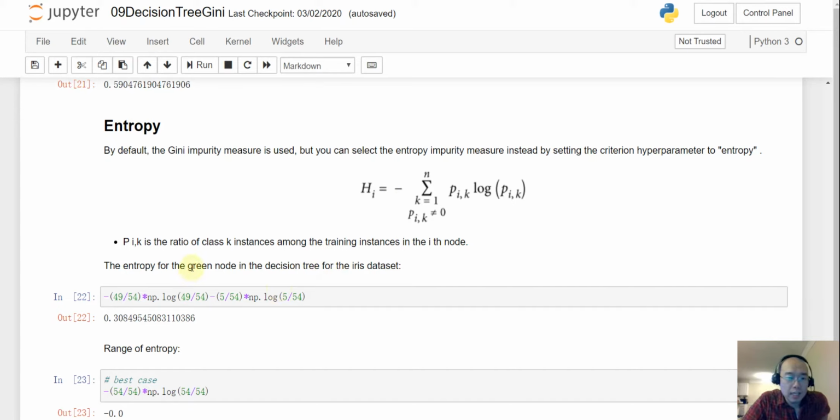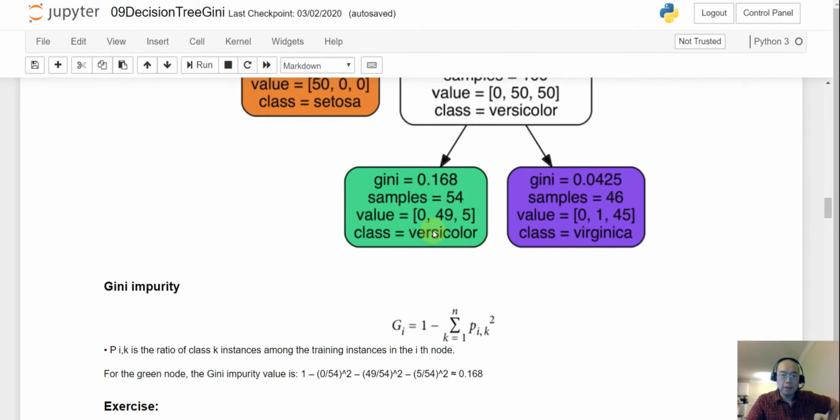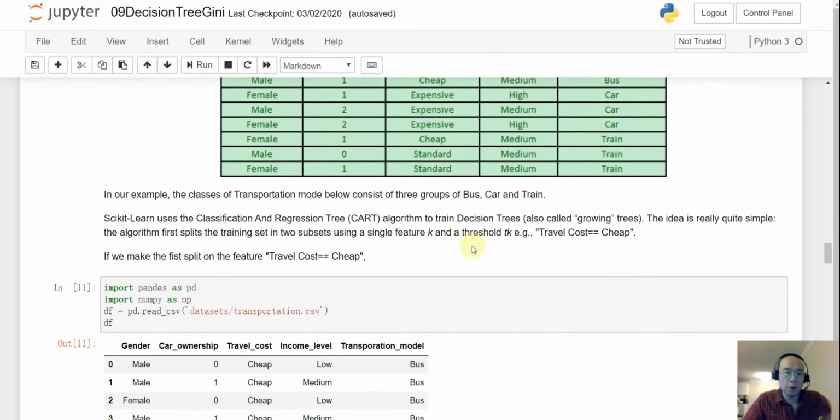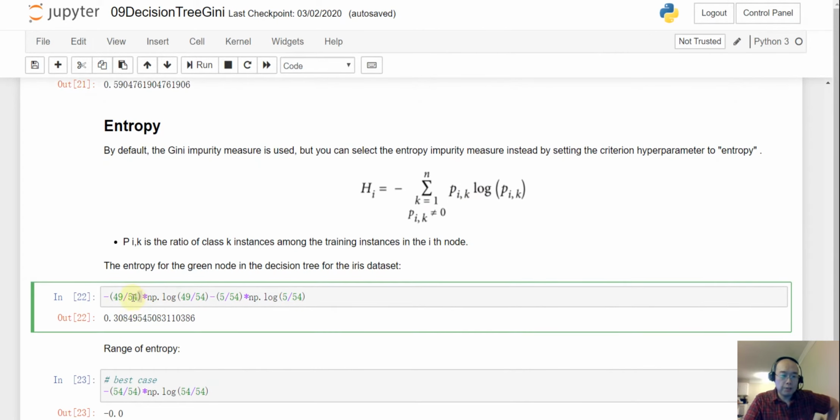So let's just take the green node as an example. So for the green node, I mean this one, we have 0, 49, and 5. There are a total of 54 samples in this case. And if we go down, that is the percentage of the first class, and remember it is a negative value. So the first percentage times the log of the same percentage, minus the second percentage times the log of the second percentage, and then as I said, we are going to end up with a positive value.